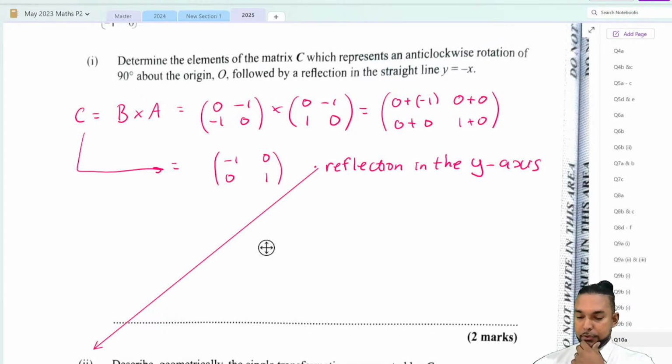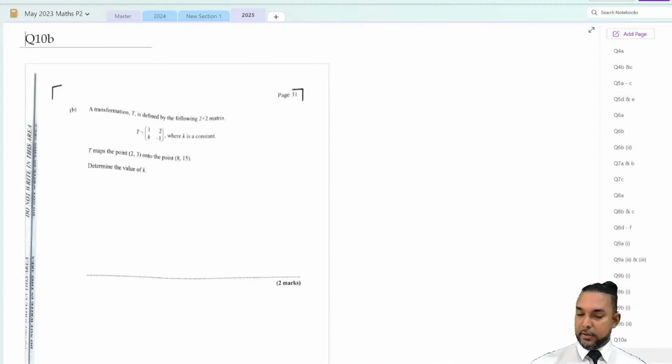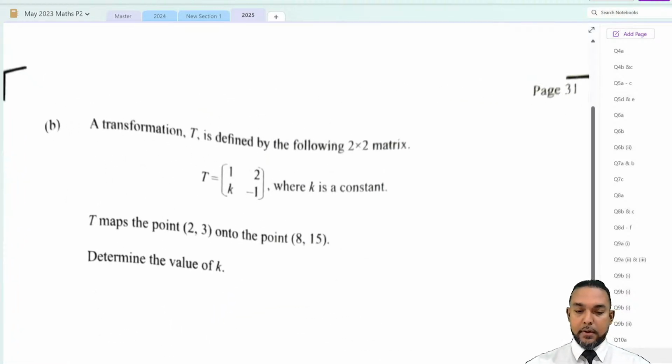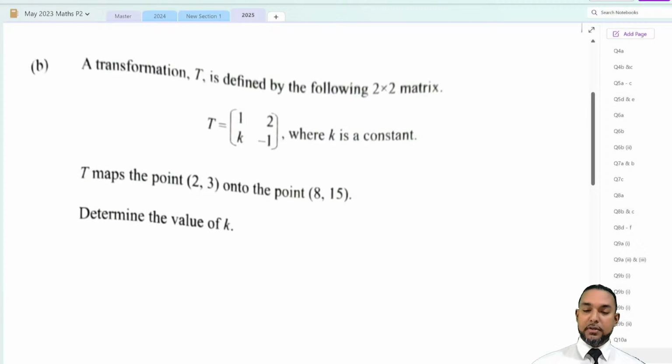All right, cool. So next page, let's go. A transformation T is defined by the following 2 by 2 matrix. We have 1, 2, and then K, minus 1, where K is a constant.